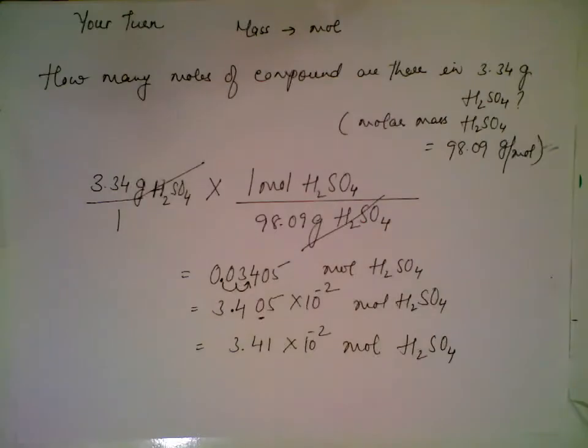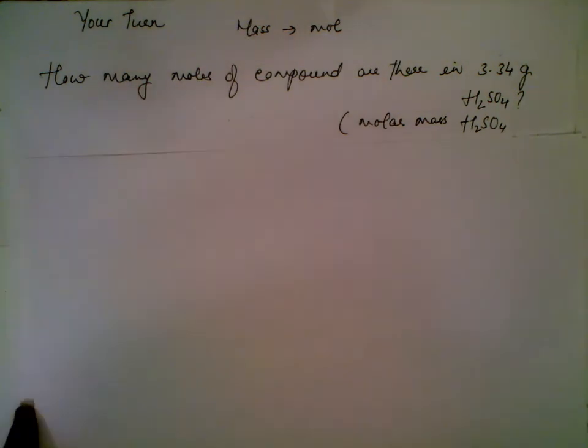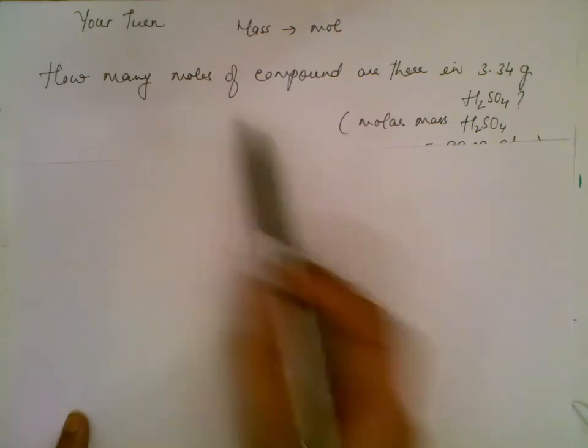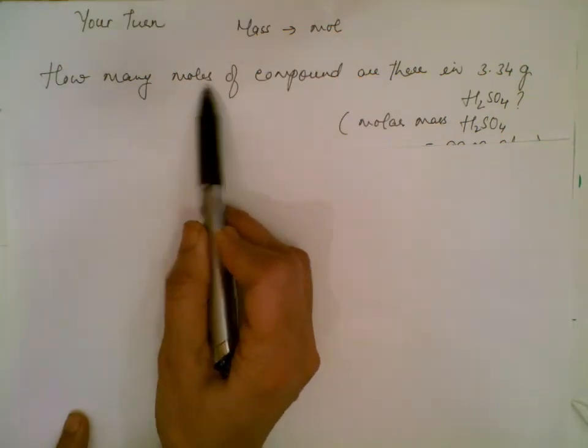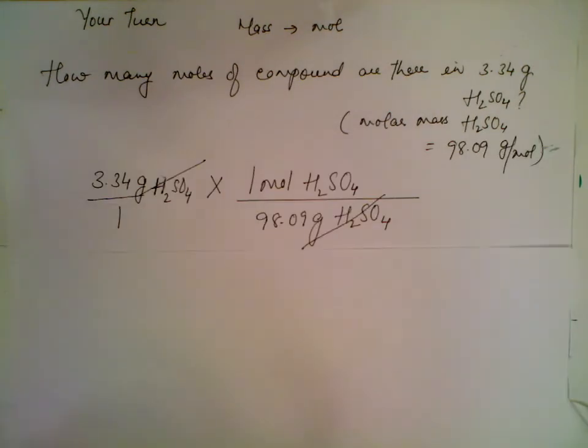Now again, your turn. How many moles of compound are there in 3.34 grams of H2SO4? So the molar mass is given. You are going to start out with what is given in the problem. 3.34 grams of H2SO4 are given, right? And then you are going to pick a fraction that will help you get the unit that you need. So you need moles. So pick the fraction with the moles at the top and grams at the bottom. All right, here you go.